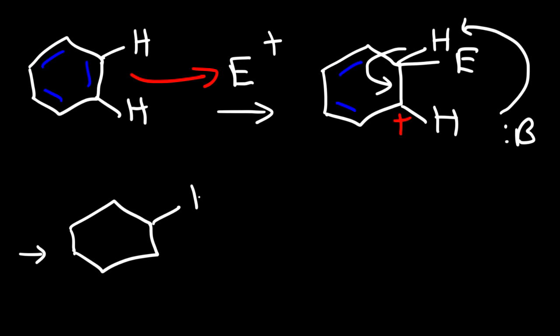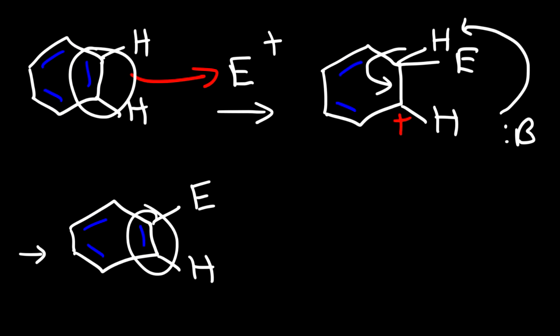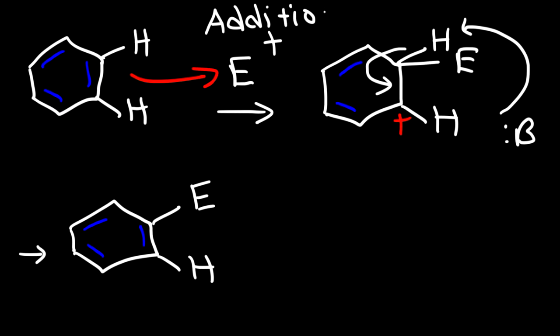And so whenever you have addition and elimination combined, doesn't matter the order, overall it's a substitution reaction because we started with a double bond and we ended with a double bond. So overall it's not addition or elimination, it's substitution. But if you take it step by step, the first step is addition and the second step is elimination. But overall it's substitution. So that's the basic mechanism for an electrophilic aromatic substitution reaction.